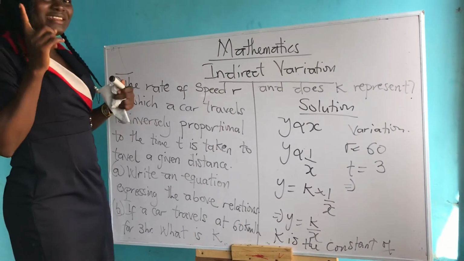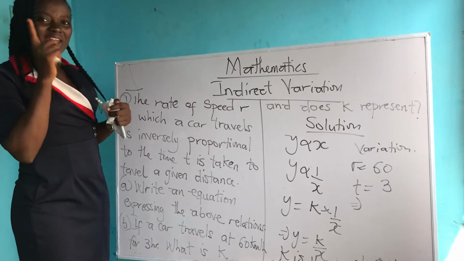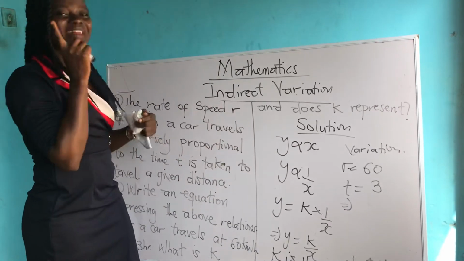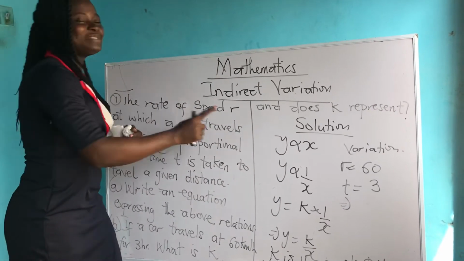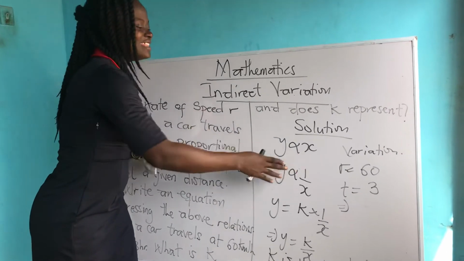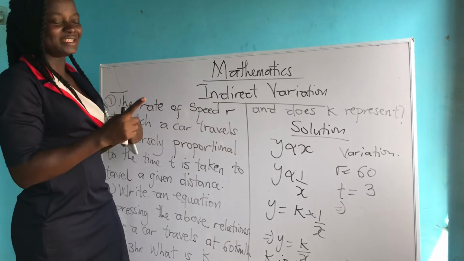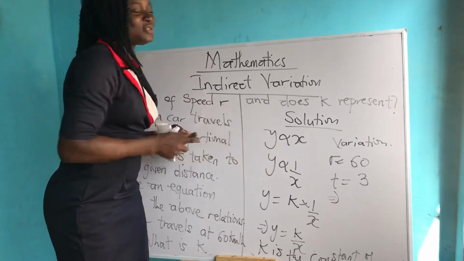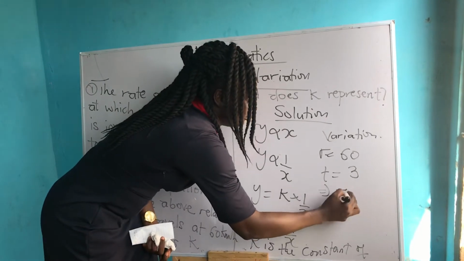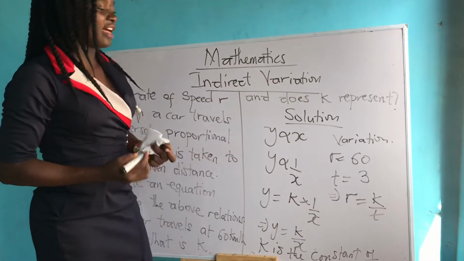And as we did in our previous lesson, I told you that when your variables are not x and y, please change it. Don't maintain it as x and y. In this case, our variables are r and t, so we just change it to r and t. And that is excellent.